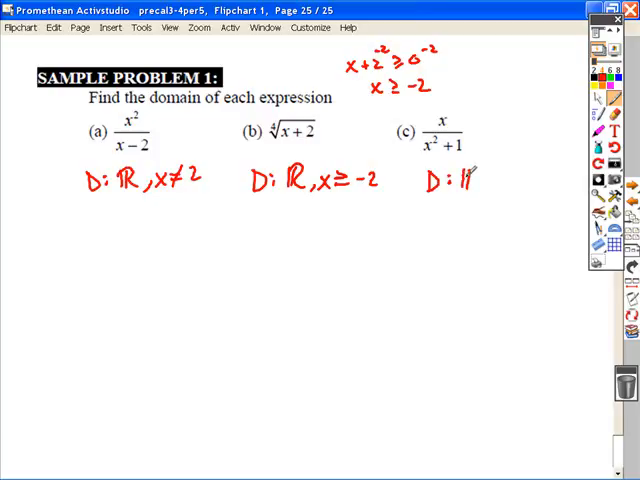The domain restriction is going to be all real numbers except for what values are restricted here. Are there any restricted values? What value of x could possibly make the denominator 0? Nothing, right? So your answer is just all real numbers.